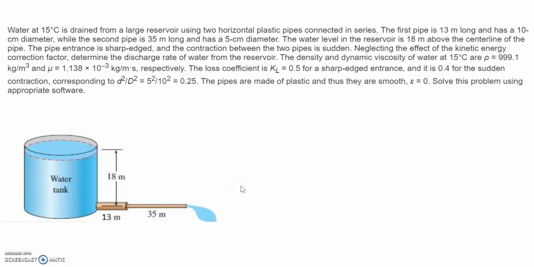Hey everyone, so this is a tutorial to solve question number 4 in your assignment number 10. For this question, we have a water tank which is 18 meters long, connected to two pipes, one which is 30 meters long with a diameter of 10 centimeters, and the other which is 35 meters long with a diameter of 5 centimeters. Now what you need to do is to find the velocity or the volumetric flow rate at the exit of this pipe.